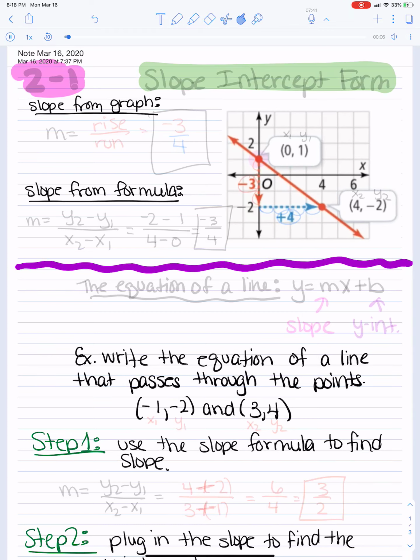Today we're going to do some review of section 2-1, and it is slope-intercept form.